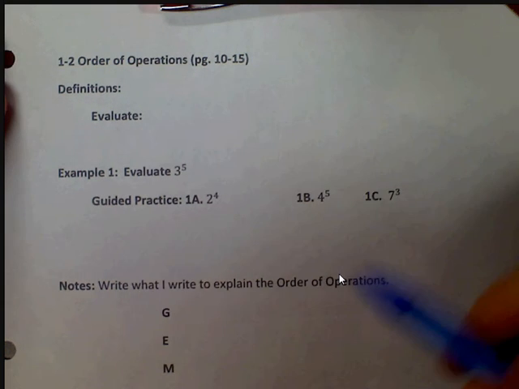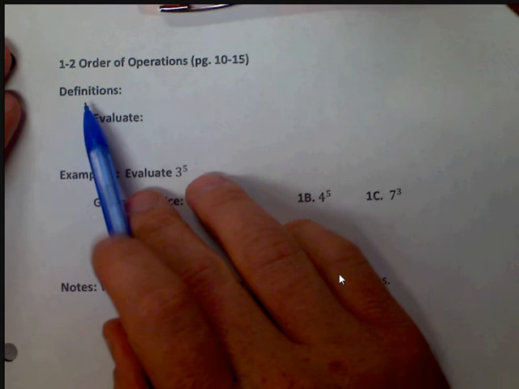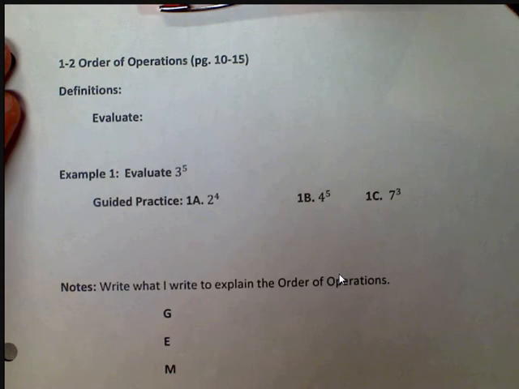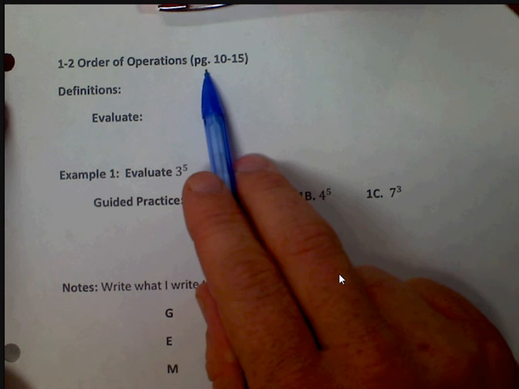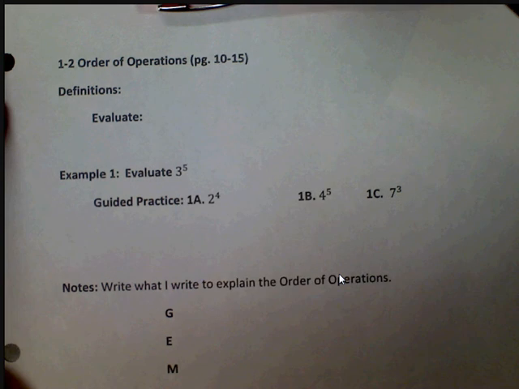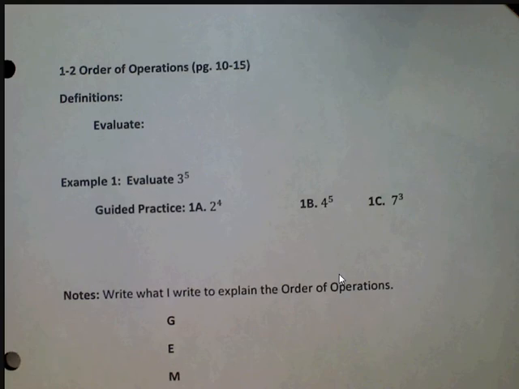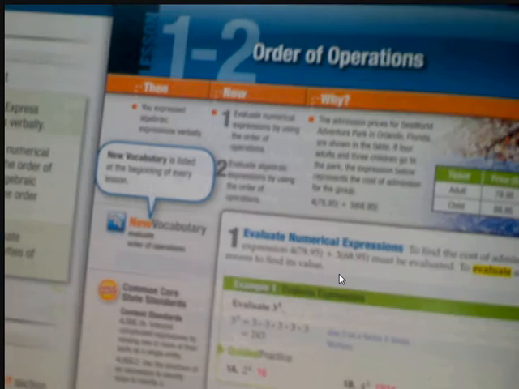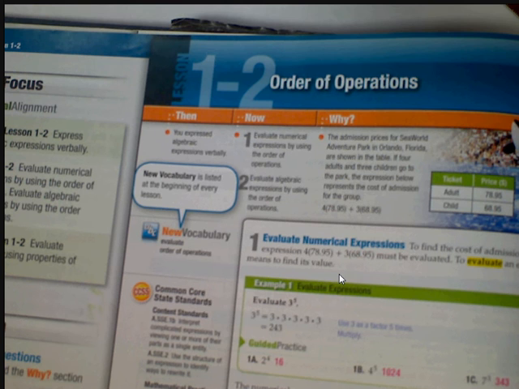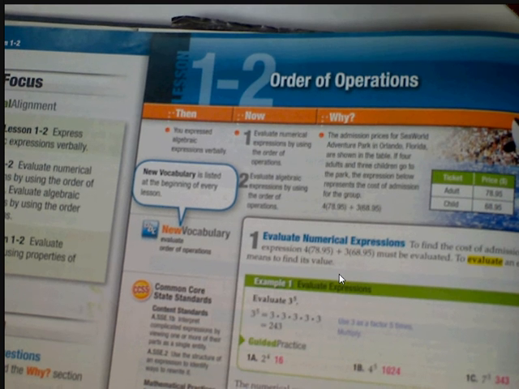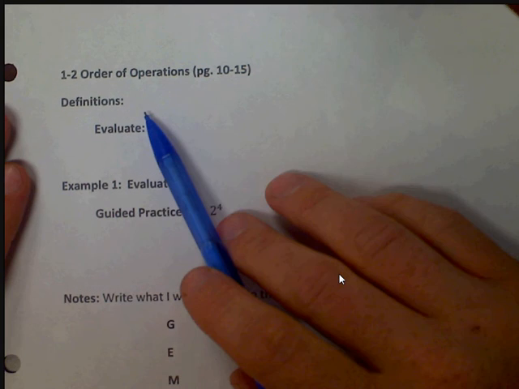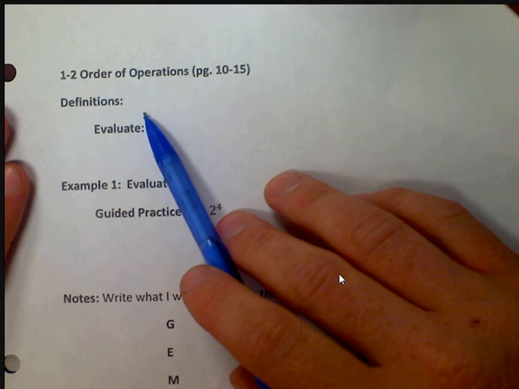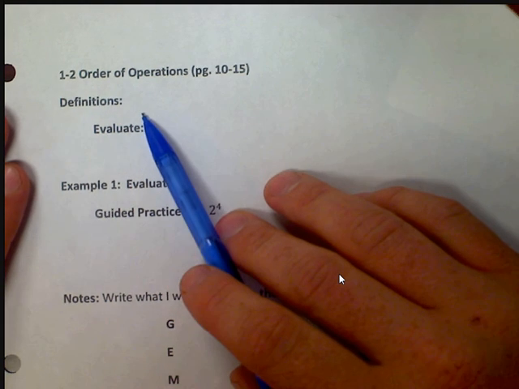Okay. We are now at 1-2, order of operations, and within your book, go ahead and turn to page 10, and we're going to go through 15. One dash two, order of operations. Okay? Pause the video until you get there.